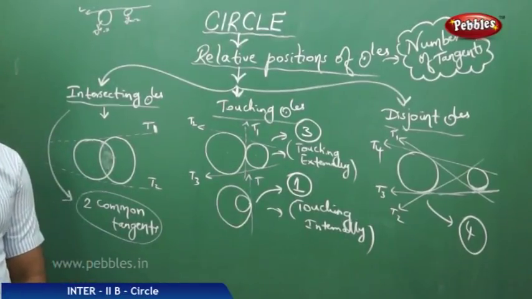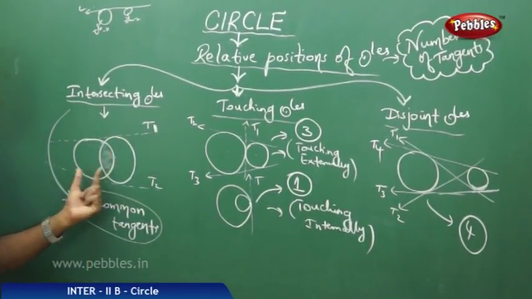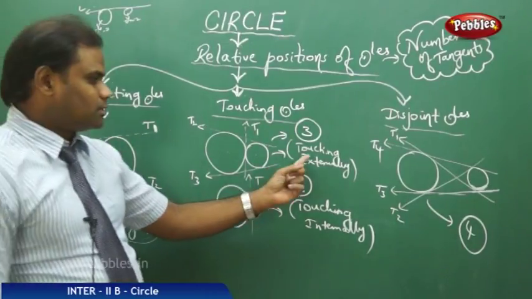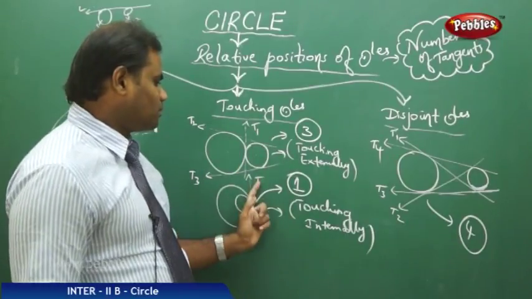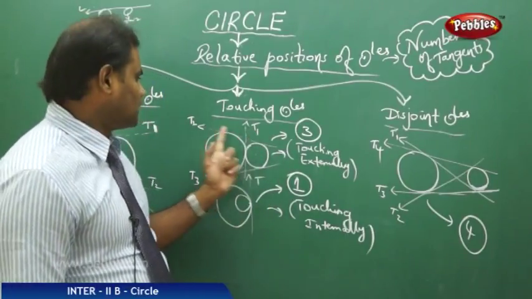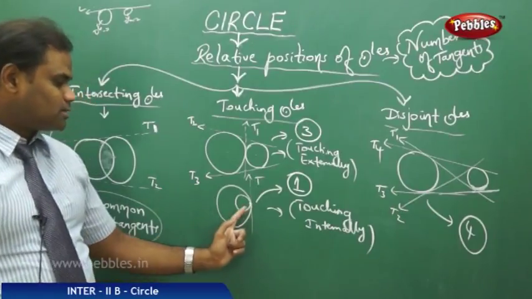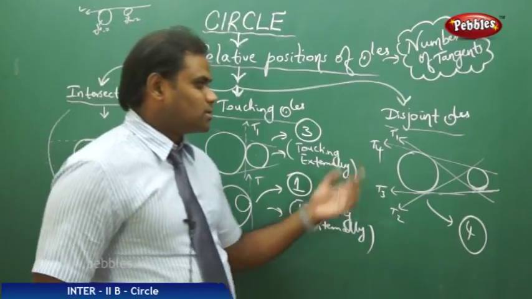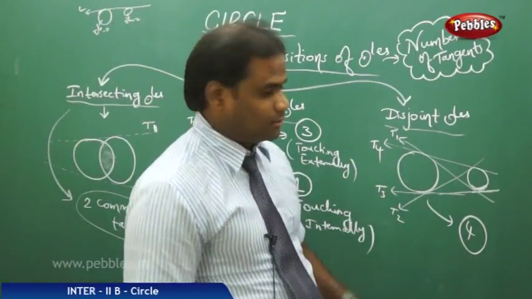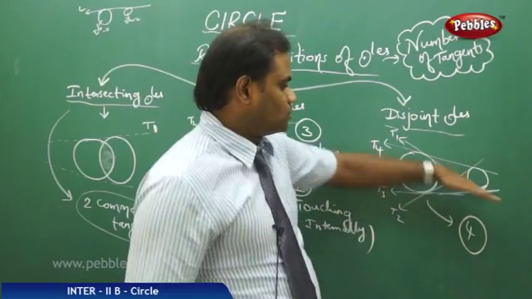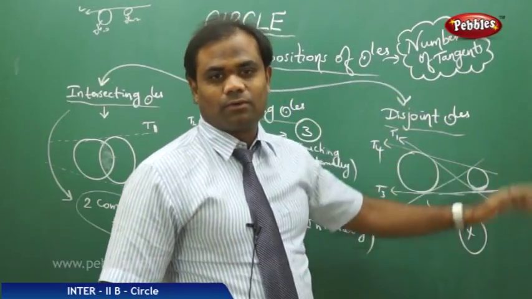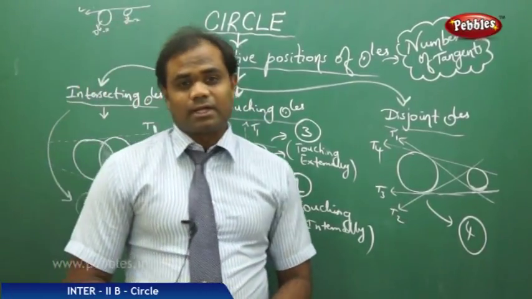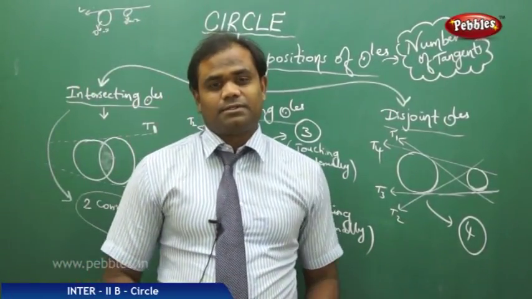Therefore, for case 1, where the two circles are intersecting, I have 2 common tangents, which are these 2. For two circles touching externally, I have 3 common tangents, T1, T2, T3. For two circles touching internally, I have 1 common tangent, which is this. For two circles which are disjoint, I have 4 common tangents, 1, 2, 3, 4. This is how we understand the relative positions of circles connected with the number of tangents.